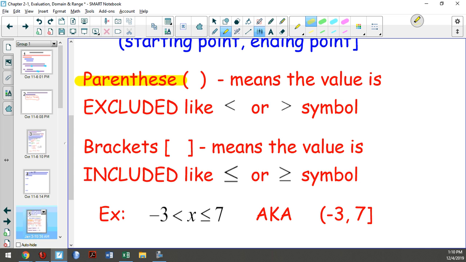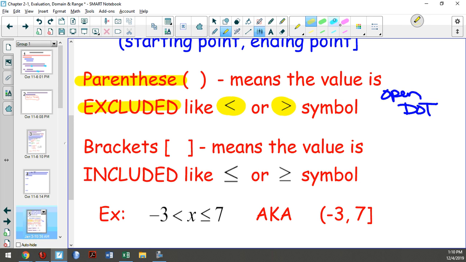Parentheses means it excludes the value, so you're using less than or greater than symbols. Remember the open dot versus closed dot concept? An open dot excluded? This is kind of like that. So this is where we're going to have the open dot concept. Okay?